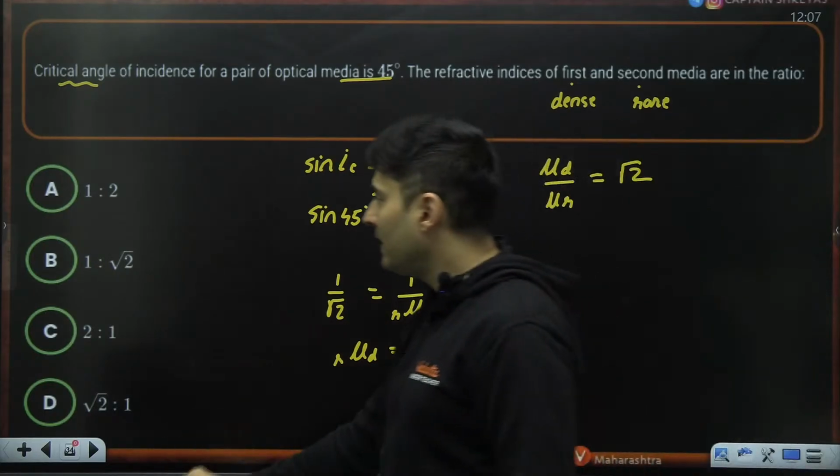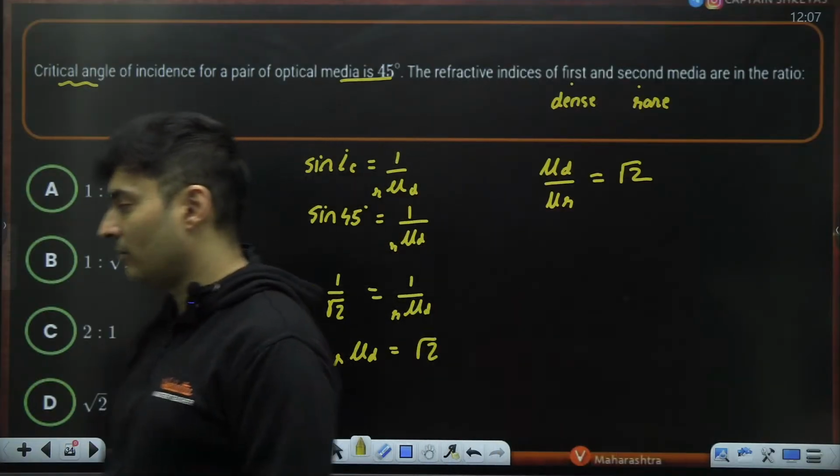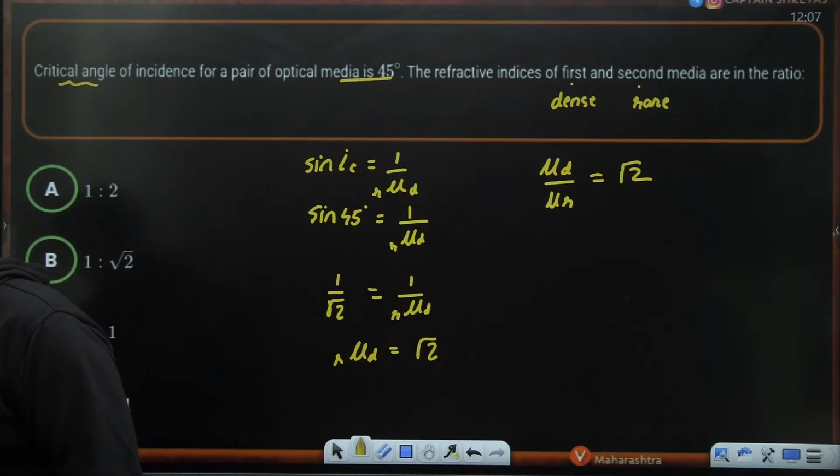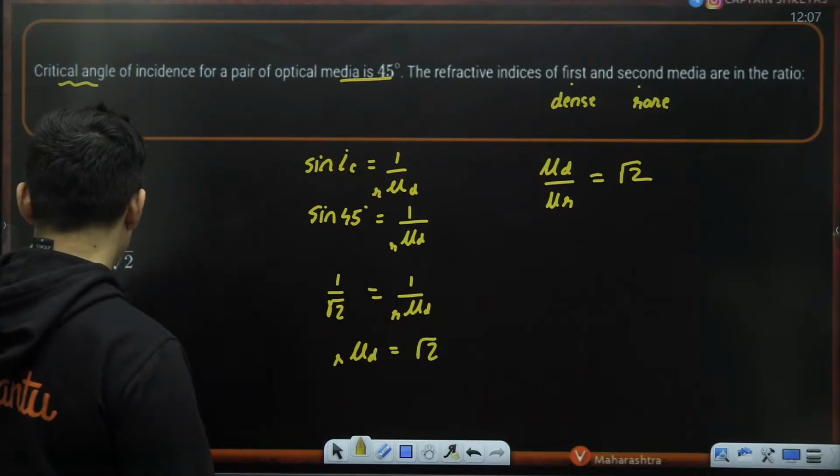So answer is D, not B. Many people found that confusing in the exam. Many people wrote B option. Be careful. Very good. Excellent. So these are the kind of questions which can be asked.